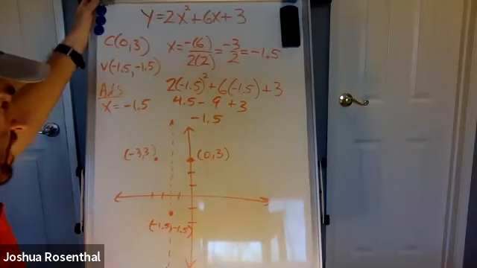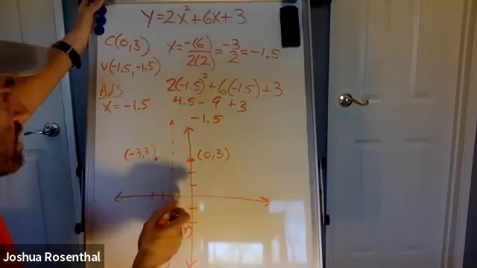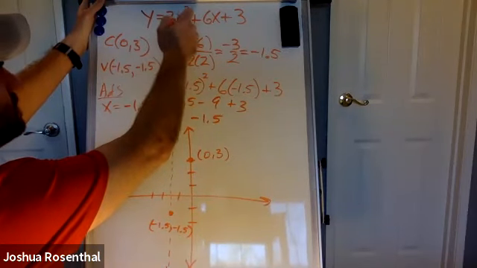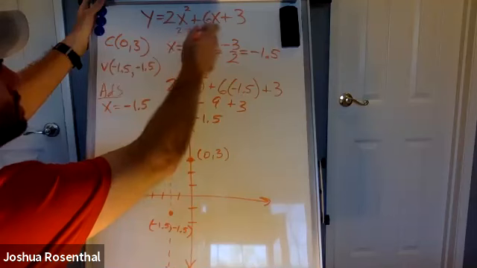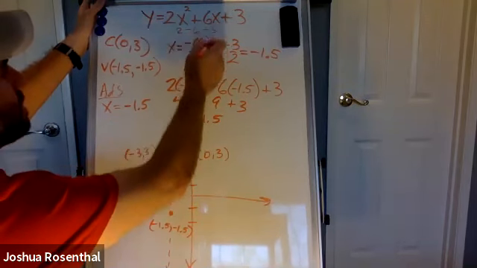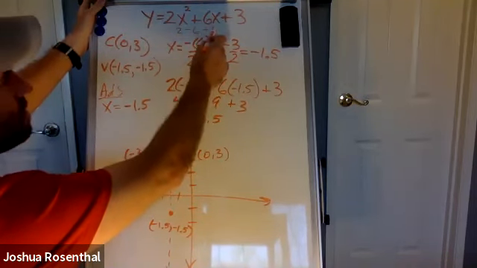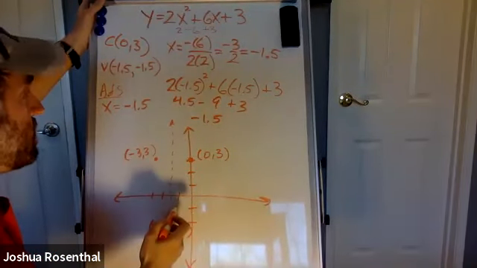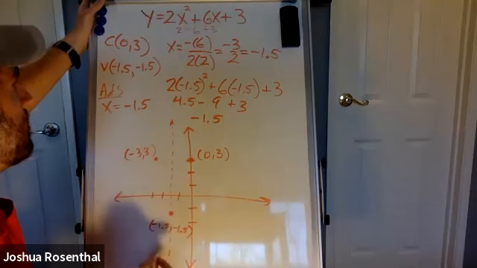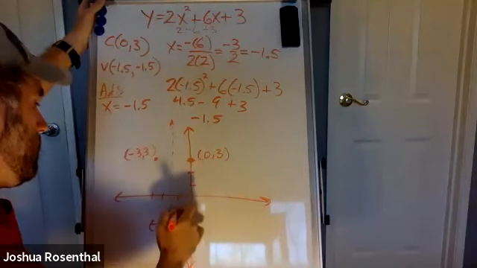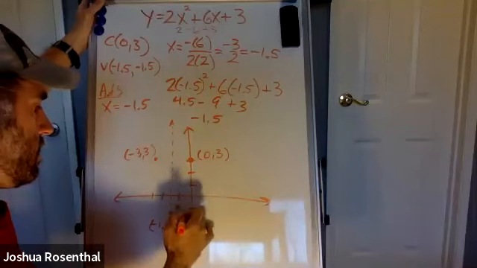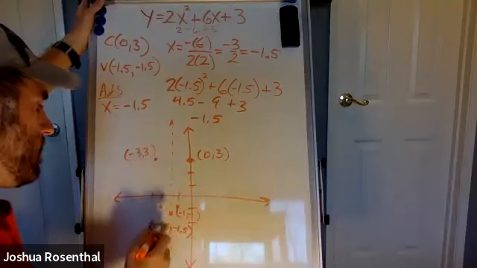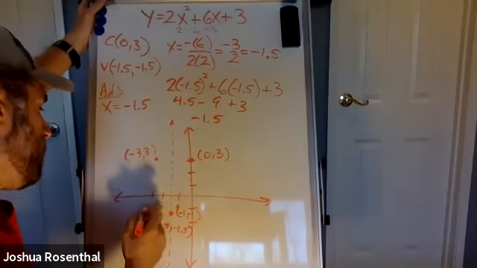Okay. And then let's just see what happens at negative 1. So at negative 1, you get negative 1 squared is 1 times 2 is 2, minus 6 plus 3. That's negative 4 plus 3 is negative 1. So negative 1, negative 1 is what I got. And then I'll just take the mirror image of that, and I have negative 2, negative 1.